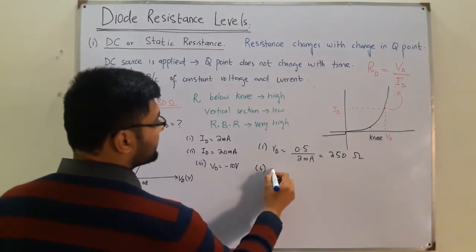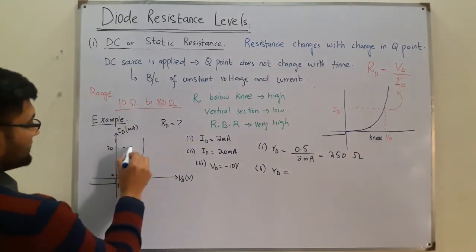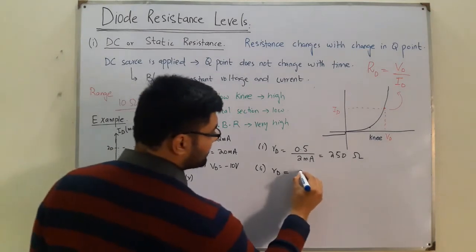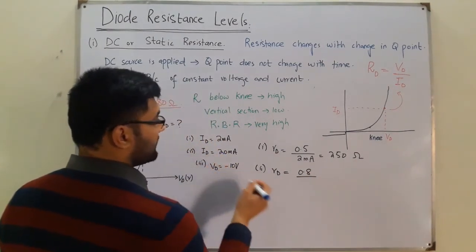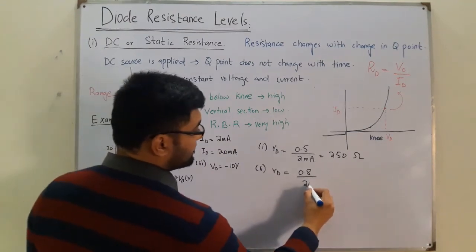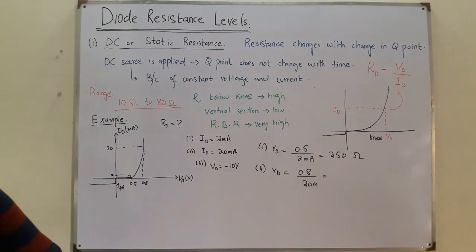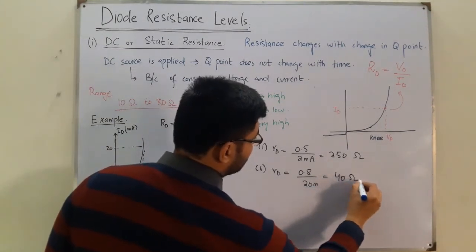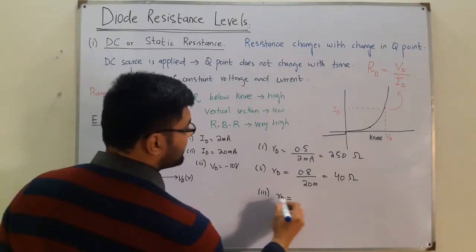Now the second. So RD is again VD over ID. For 20 milliamperes, the corresponding value is 0.8 volts, and this is to be divided by 20 milliamperes. So this value would come out to be 40 ohms, all right? And the third value, the resistance of the diode is VD over ID.